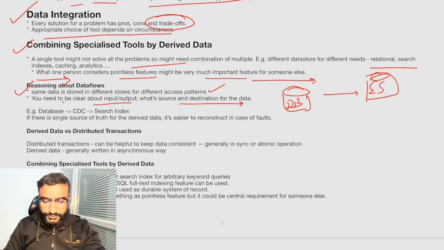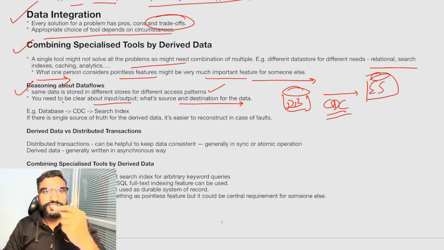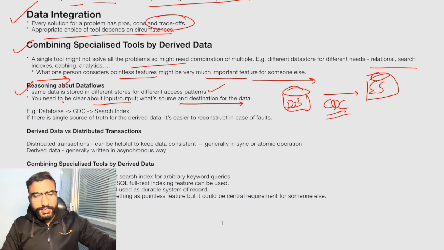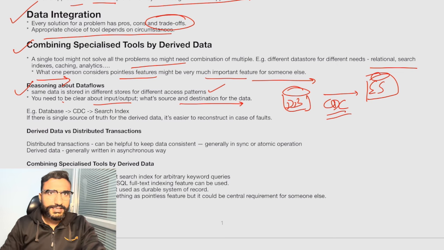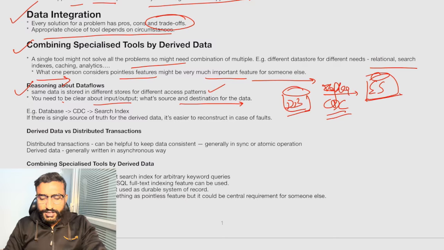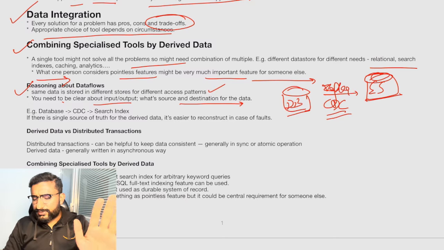And you are using CDC. If you don't know, it's change data capture. We have discussed it in this book series, and there is a dedicated video on CDC where we talk about what it is and how it is implemented. Let's say you are using a message broker such as Kafka to implement this CDC, so that whatever is pushed into the database is also stored in the Elasticsearch cluster. This is the simple idea.